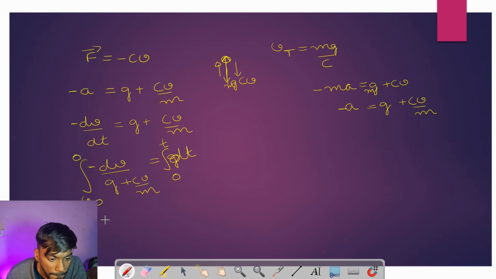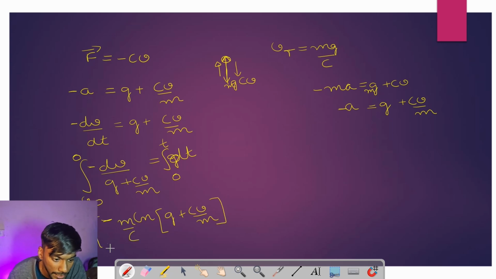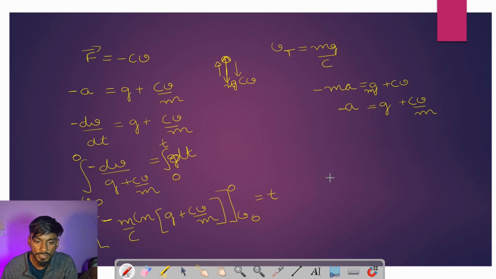So do this: minus ln of g plus cv by m times m by c, and then apply the limits 0 to v naught, okay, is equal to t. Here if you find this, the question is done.